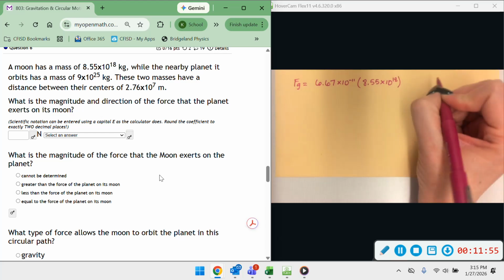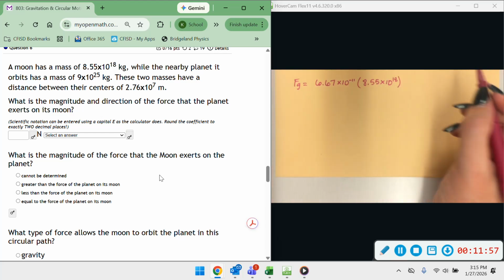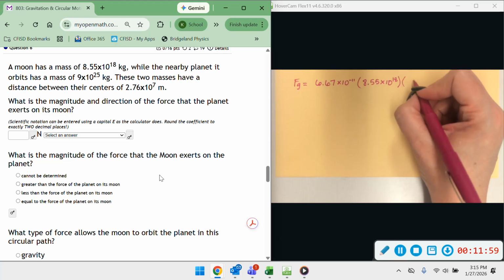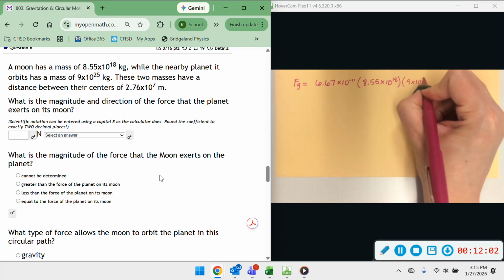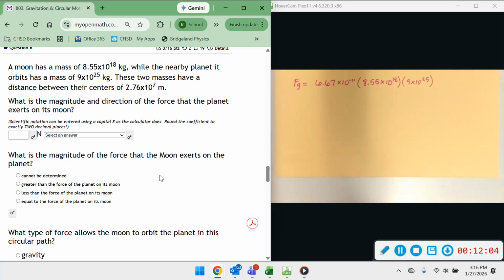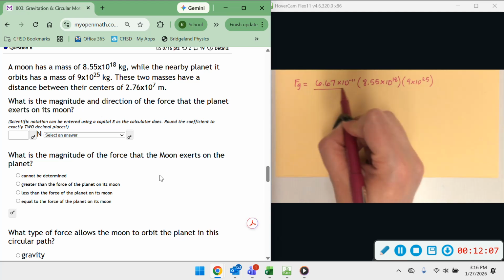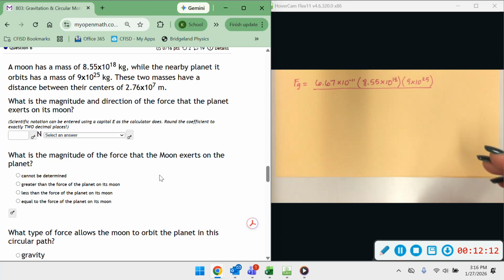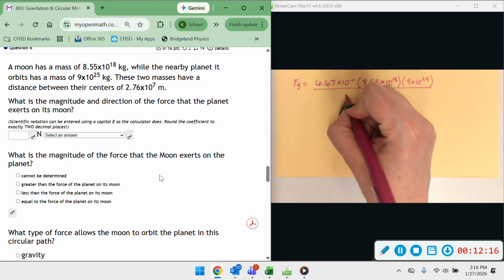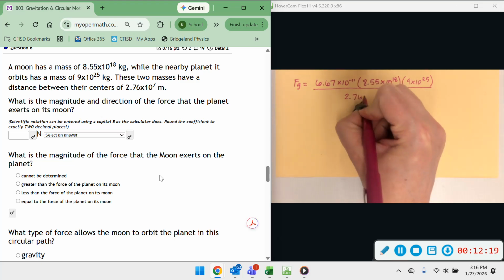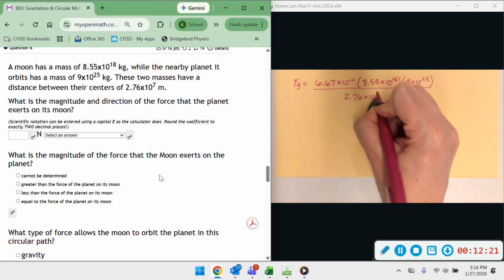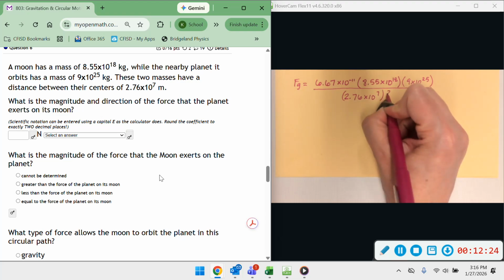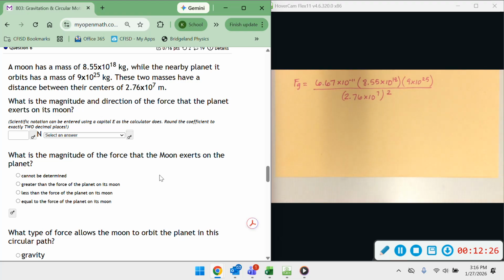You do need to check your units. We're already in kilograms, so we're good. And then the other mass is 9 times 10 to the 25th, also already in kilograms, so we're good. And then we're going to divide all of this by the distance squared. The distance does need to be in meters, and a lot of times that requires a conversion, but not this time. I gave it to you in meters. 2.76 times 10 to the 7th squared. All right, so that's what goes into the calculator, and that is the universal law of gravitation.